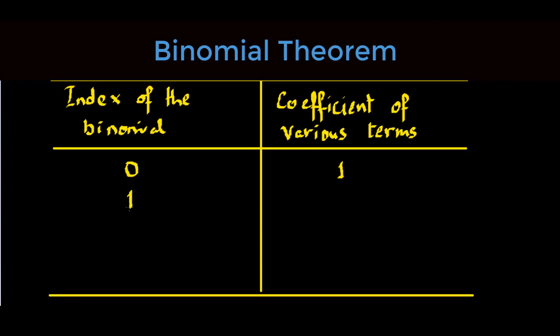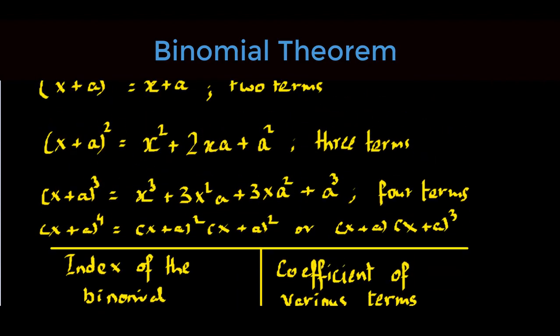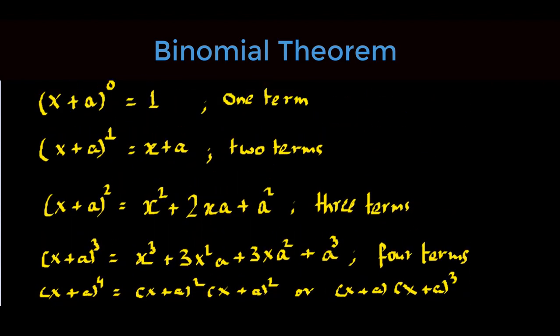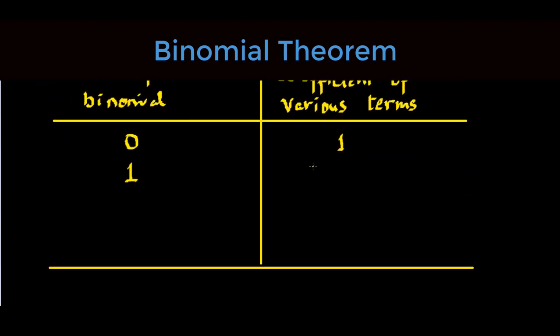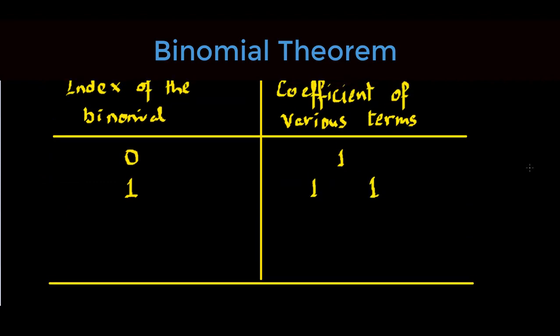For the next one, which is 1, we got two terms, which were x and a. The coefficient of x is 1 and the coefficient of a is 1. So we'll write it down separately as 1, 1. Similarly, if we fill up for 2, then we got x squared, 2ax and a squared. Similarly for 3, we got x cubed, 3x squared times a, 3x times a squared, and a cubed.